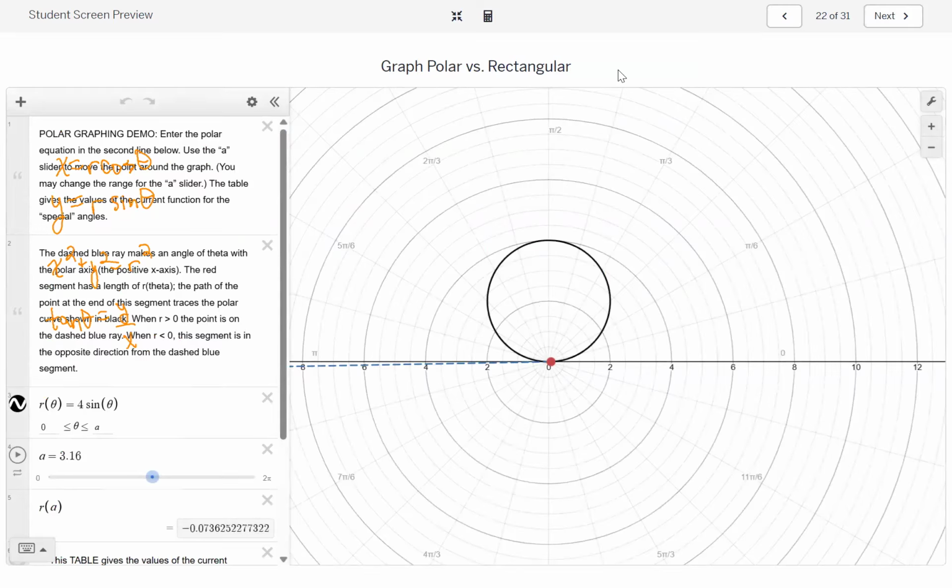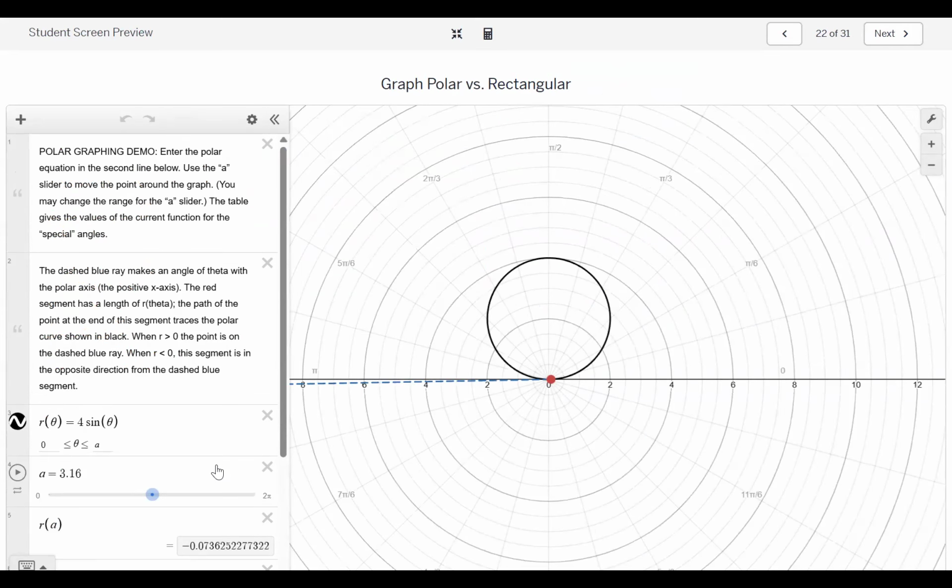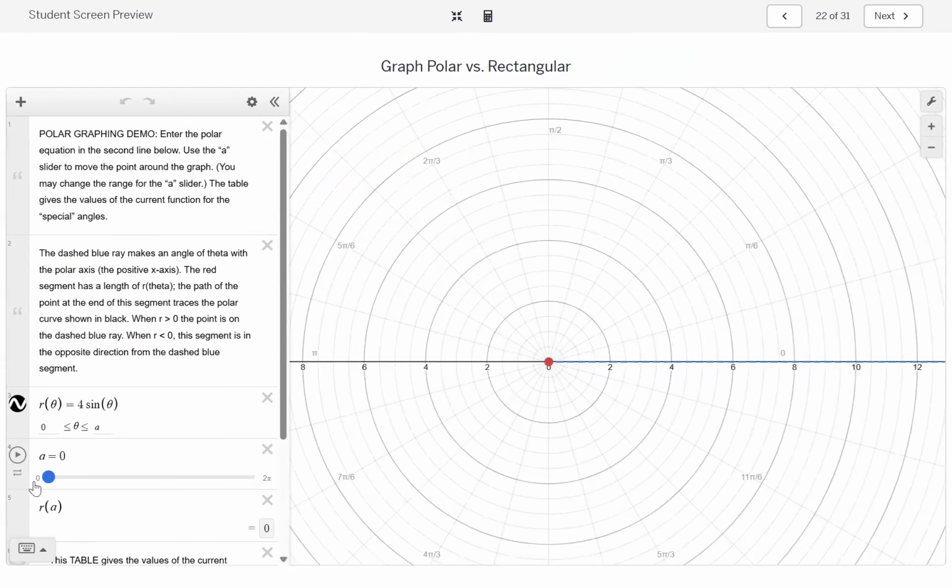All right, now we need to make it disappear. So, a polar graphing demo. What I have here is an A slider. I'm going to slide it all the way to 0. So we have our equation r of theta equals 4 sine theta.